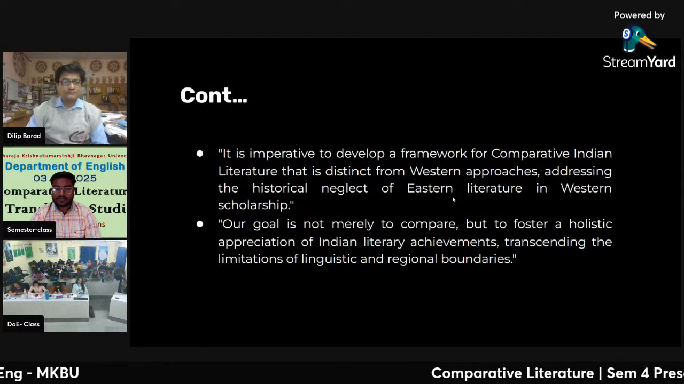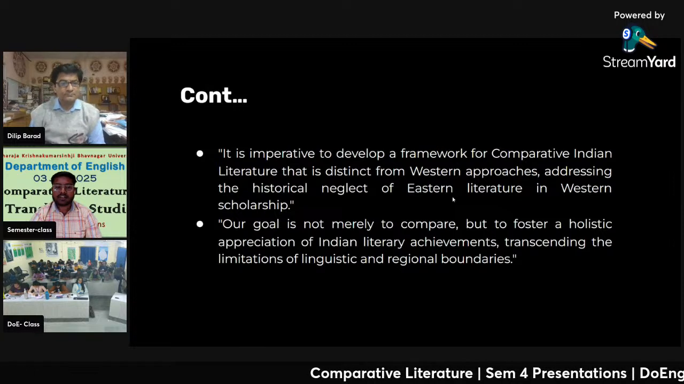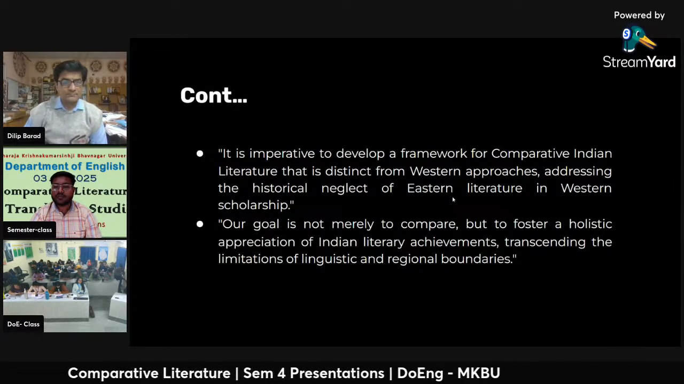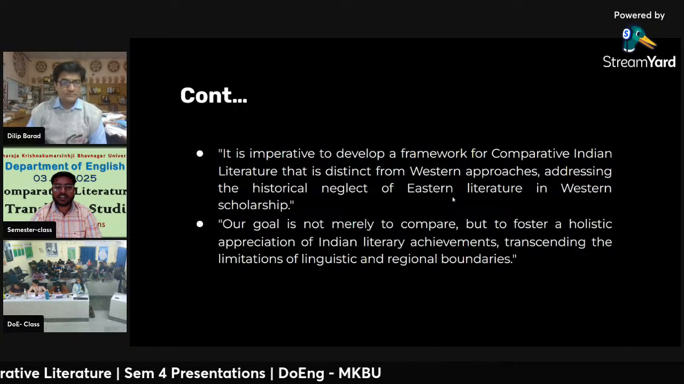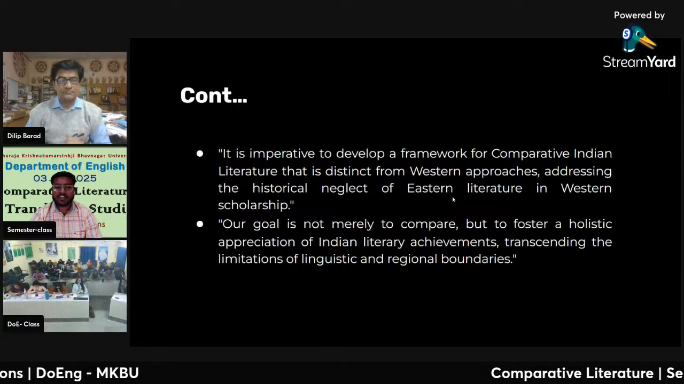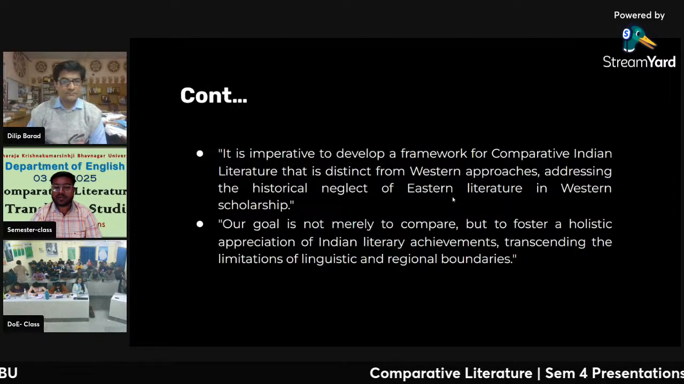And in the last, he examined that our goal is not merely to compare, but to foster a holistic appreciation of Indian literary achievements, transcending the limitations of linguistic and religious boundaries.